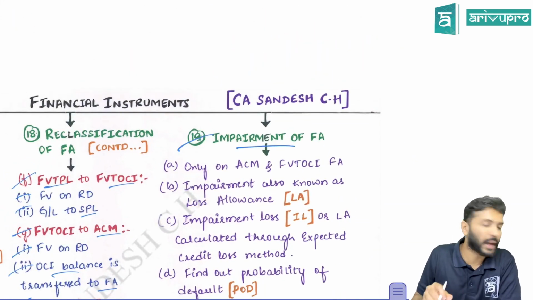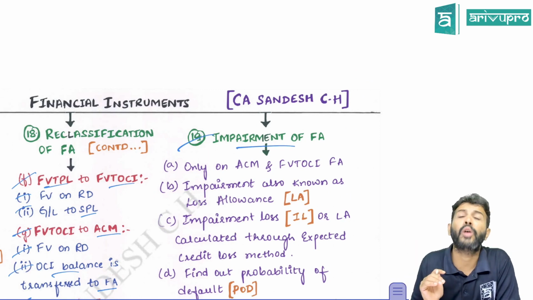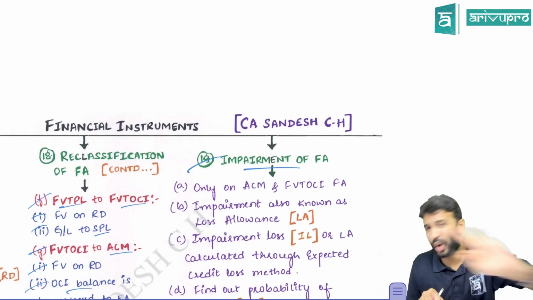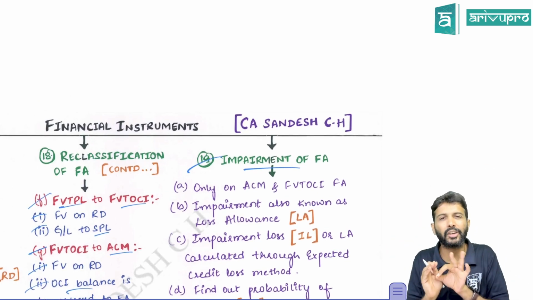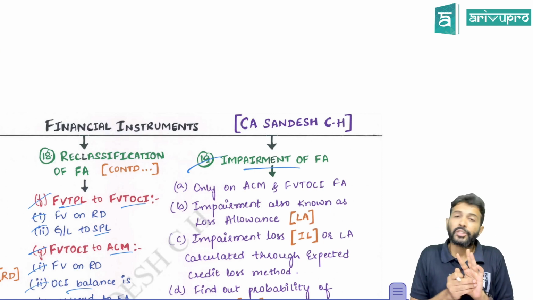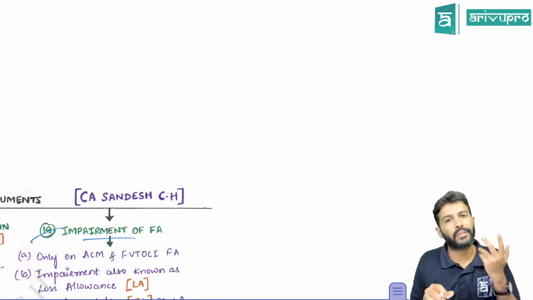Then we studied impairment. Impairment means some reduction in the value of only financial assets. Financial liabilities and equity are not impaired. When we talk about impairment, it's only a reduction in the value of the assets. Okay. So should every financial asset be impaired? No. There are some assets which you need not impair.